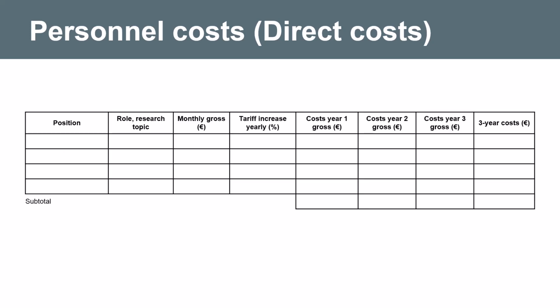The following table is a typical description of the personnel costs. In it, we can find a description of every person taking part of the project regarding their position, role, and their salary. The table contemplates a yearly increase of salary, which can be seen in the yearly gross amounts. Subtotals can be seen for every position and sums for each year.